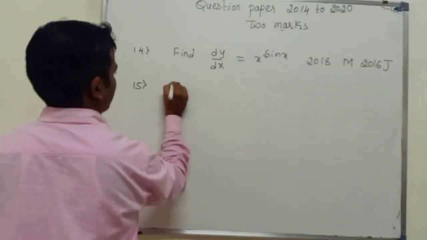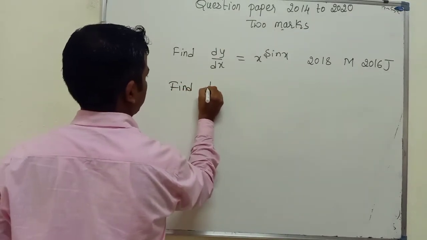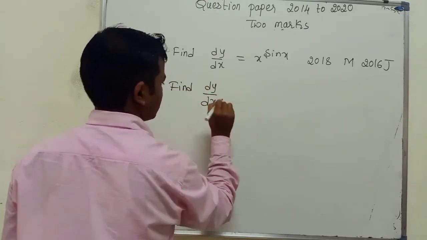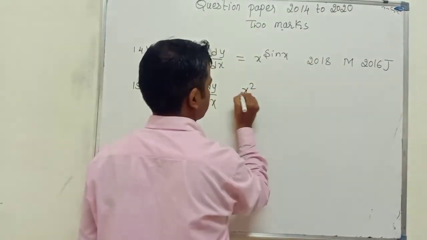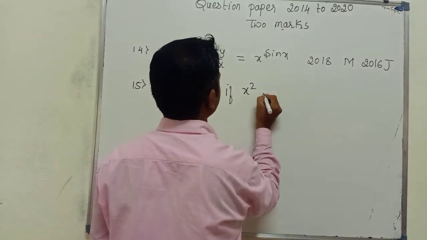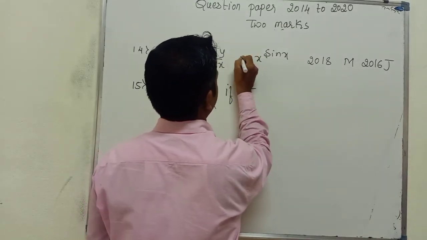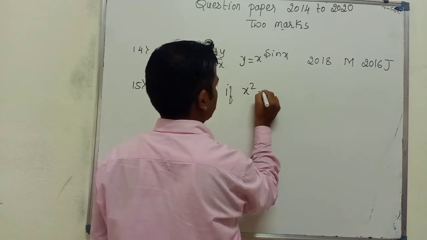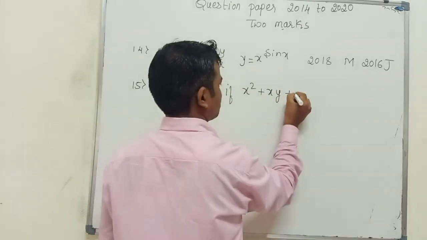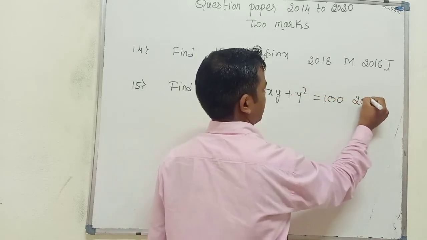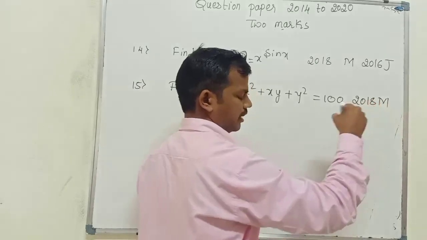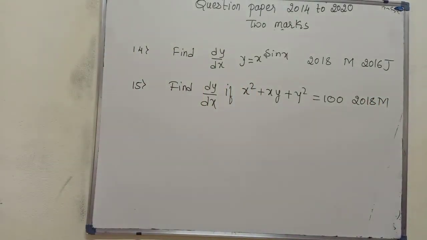The next problem, number 15: find dy by dx if x square plus xy plus y square is equal to 100. It is from 2018 March. I think it was also asked in a previous question paper.